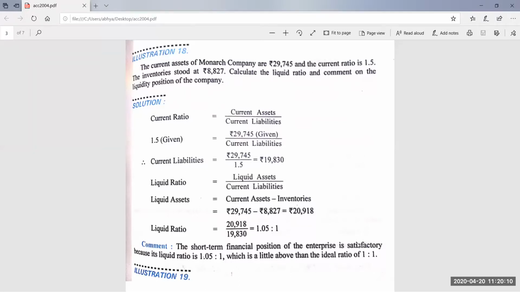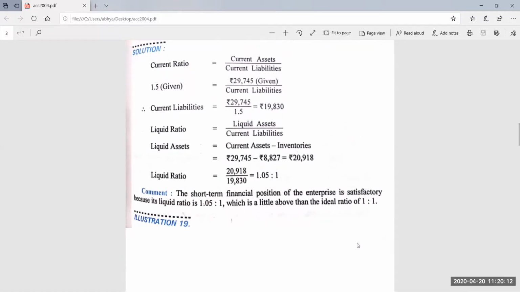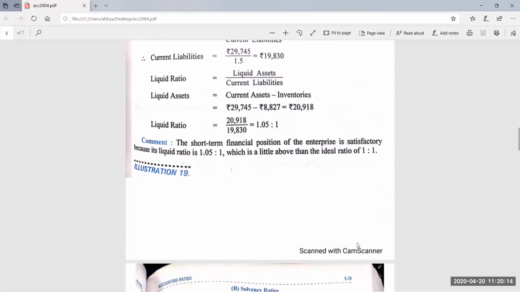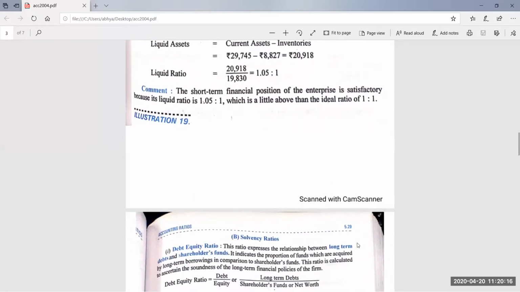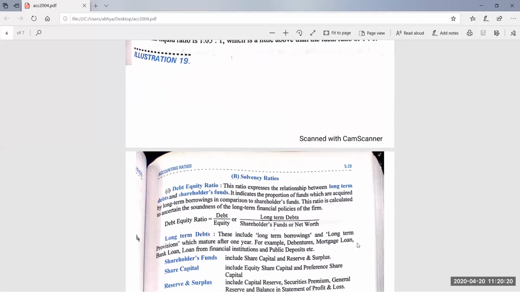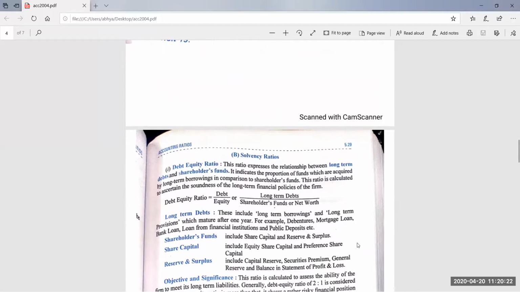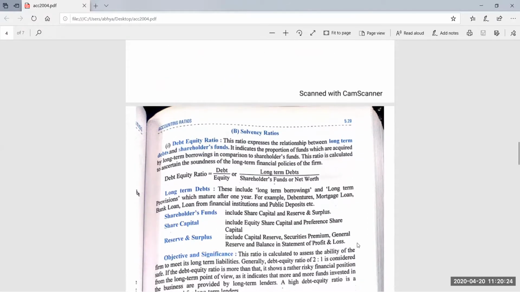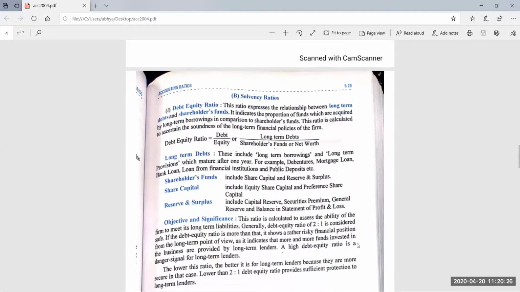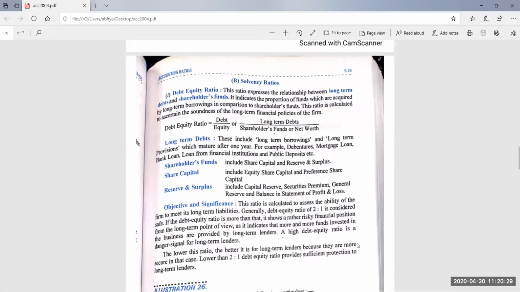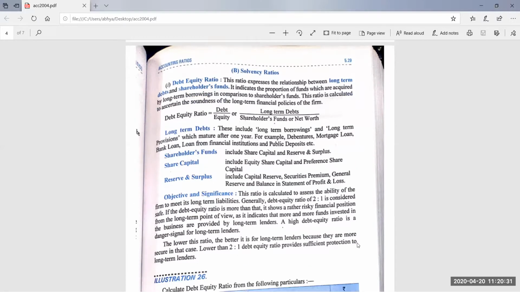Okay, students. So now I'm giving you one more question. Solve it fast. So okay, I think we have done enough practice of current ratio and liquid ratio. In the previous class also we have done many liquid ratios. So I'm going to start with today's topic, that is the solvency ratios. Second category.